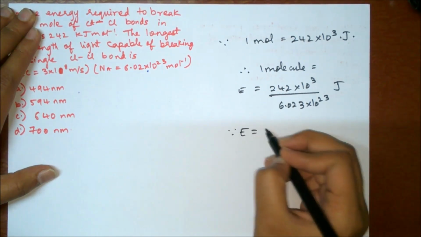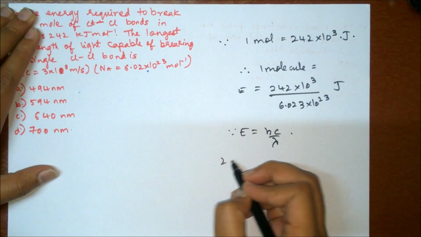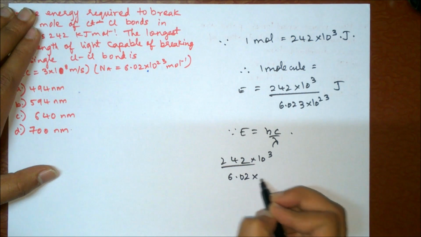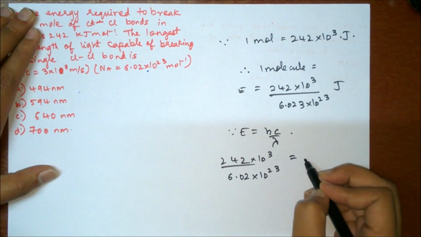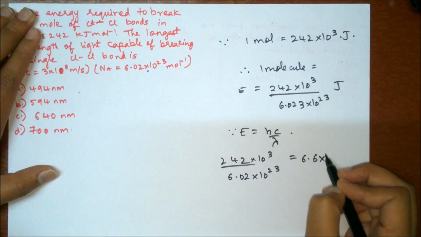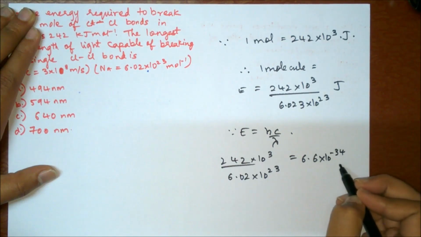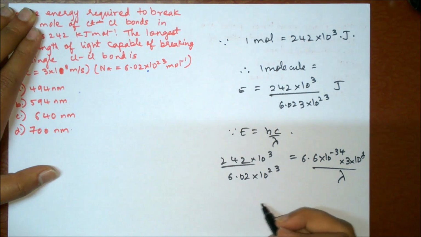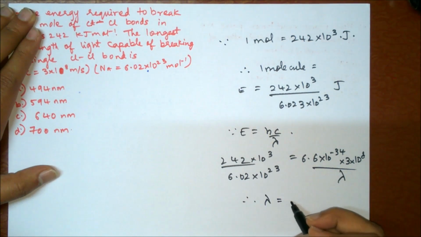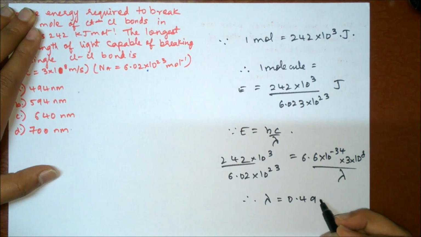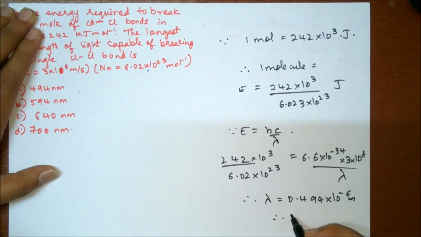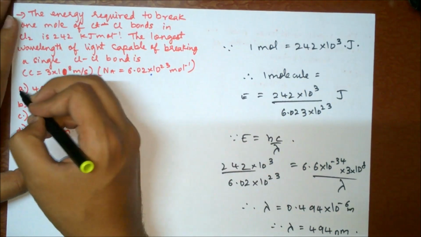Since energy is also equal to hc upon lambda, we can equate 242 × 10^3 divided by 6.02 × 10^23 equal to 6.6 × 10^-34, which is Planck's constant, into 3 × 10^8 divided by wavelength. We have to find wavelength on cross multiplying, and solving this we get wavelength equal to 0.494 × 10^-6 meter. On solving we get lambda is equal to 494 nanometer. So option A is the correct answer.